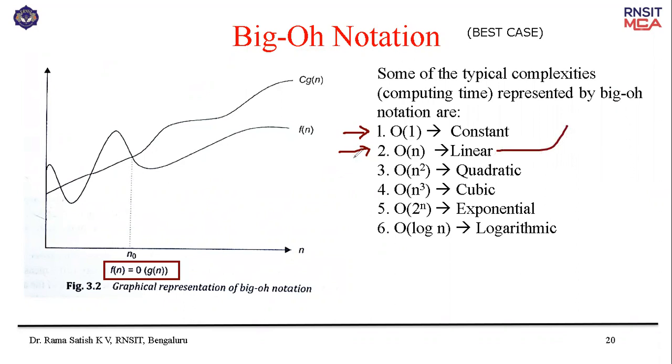So then it is linear. If it is n square, it's quadratic. If it is n cube, it is cubic. If it is 2 raised to the power of n, then you write it as exponential. Of course, the complexity may be log of n, which is logarithmic. So you can represent the big O notation based on a graph like this. Big O always talks about the best case.